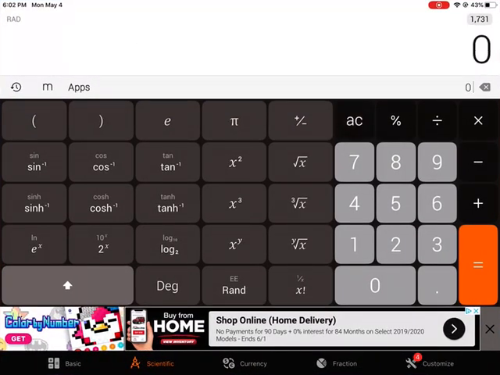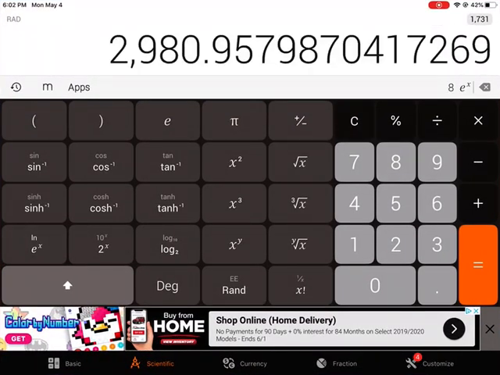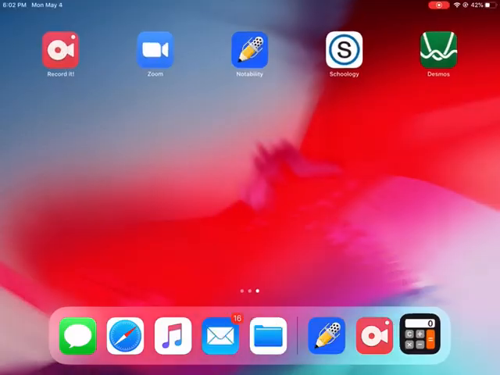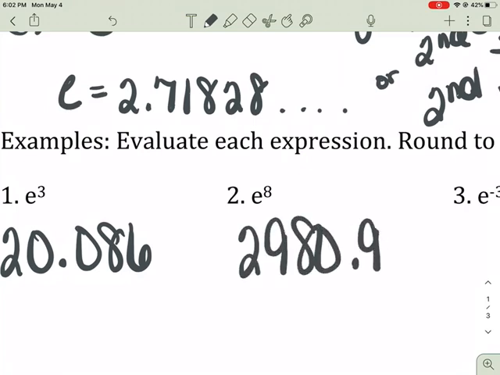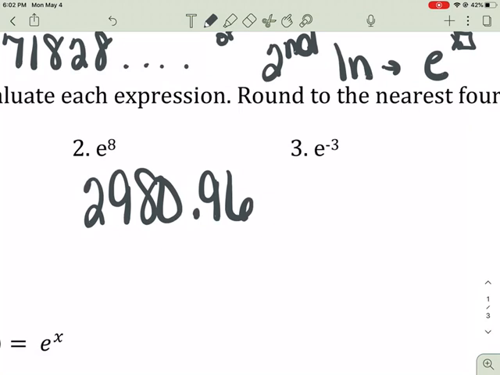Okay. And again, I'm going to do e to the 8th. So I'm going to put in 8, e to the x, and I get 2,980.96.